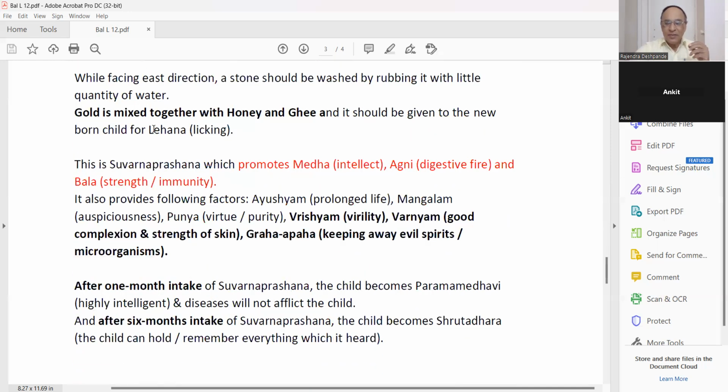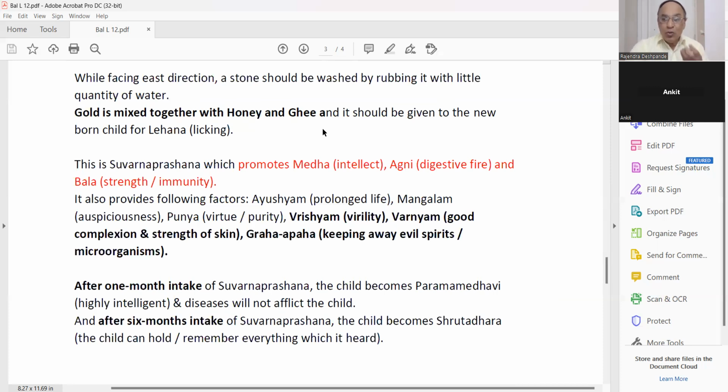What is Suvarnaprashan? When we take these drops or the Lehana, Chatana, while facing the east direction, Purva Abhimukh, a stone should be washed by rubbing it with a mortar and pestle, khalbatta in Marathi. By rubbing it with a little quantity of water, gold is mixed together with honey and ghee. Gold ko milaya jata hai.